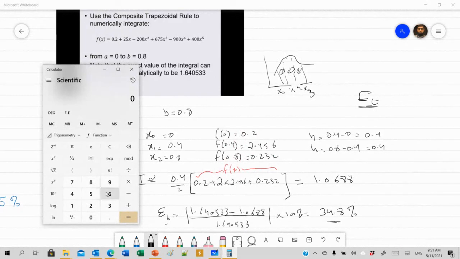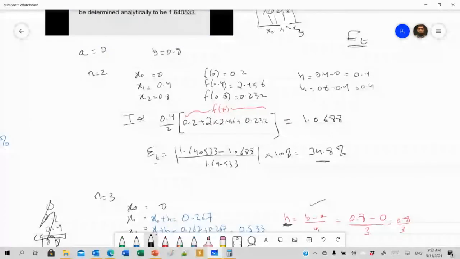Then we have 0.2, 0.533 multiplied by 25, add that to the memory. 0.533 squared multiplied by 200, just subtract that from the memory. 0.533 to the power 3 multiplied by 675, add that to the memory. 0.533 to the power 4 multiplied by 900, subtract that from the memory. 0.533 to the power 5, add that to the memory, and we get 3.48605.